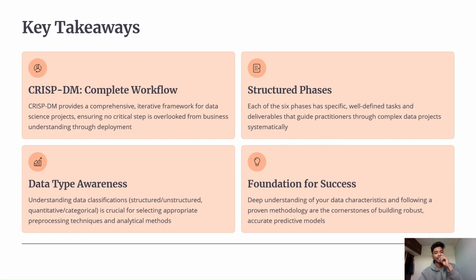Now let's talk about the key takeaways. To summarize, CRISP-DM gives a complete end-to-end structure for data science projects. Each of its phases ensures we build models systematically. Knowing your data types is essential for choosing the right methods. And finally, combining a strong methodology with proper understanding of data leads to accurate and reliable predictive models.